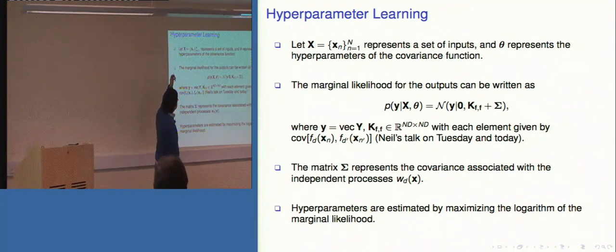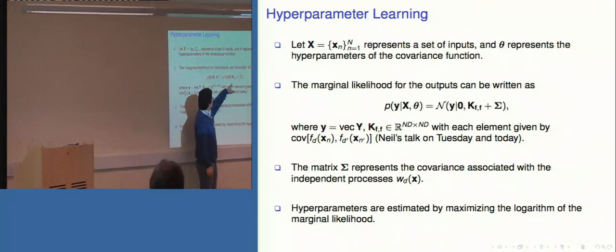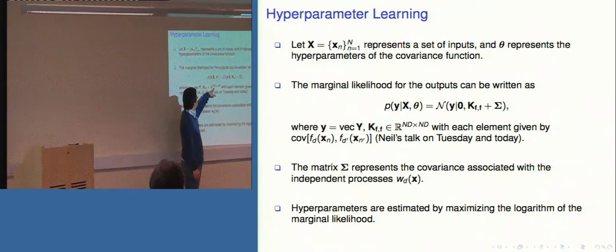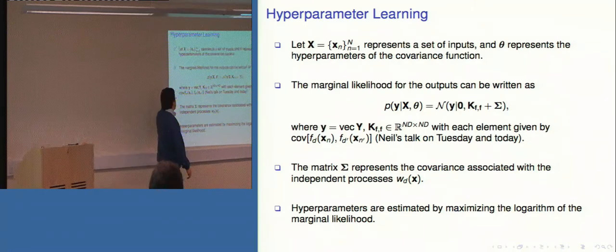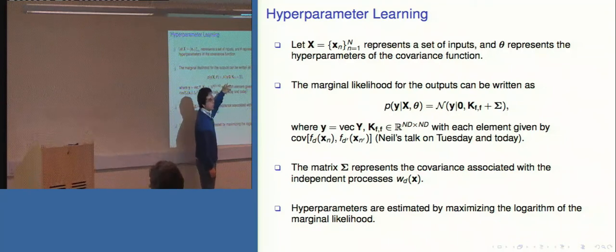To learn the hyperparameters, you work out the marginal likelihood of the Gaussian process of the outputs. The matrix Y we now transform into a vector Y, and then this covariance matrix has dimensions ND times ND. Remember, D is the number of outputs, and I'm assuming that all the outputs have the same number of data points. Maybe that's not so relevant here. So this is your covariance matrix, and then you have a matrix associated to these processes YD. This is a form of multi-output Gaussian process.